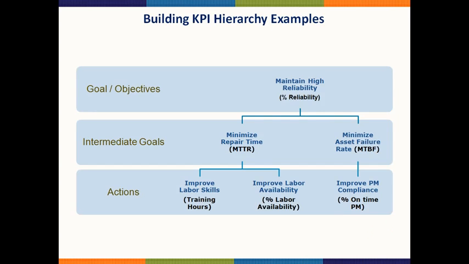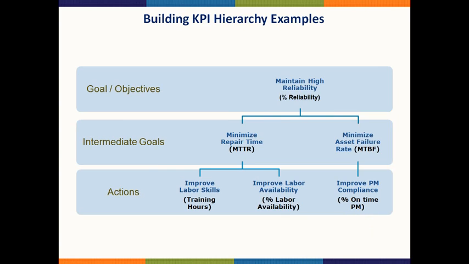So just to give you an example of the goal achievement model, in this simple example you want to have high reliability. Obviously reliability is a function of MTTR and MTBF. So maybe those are considered intermediate goals. Then for those, you may have some actions on how you want to improve some of the other factors that actually impact the MTTR.